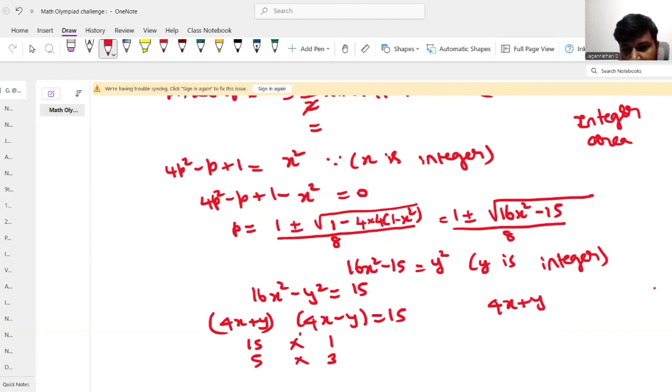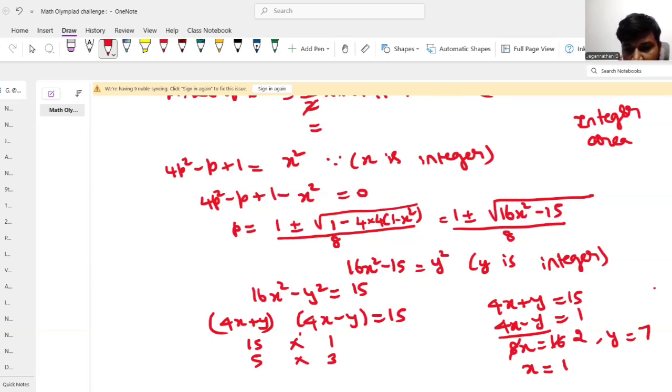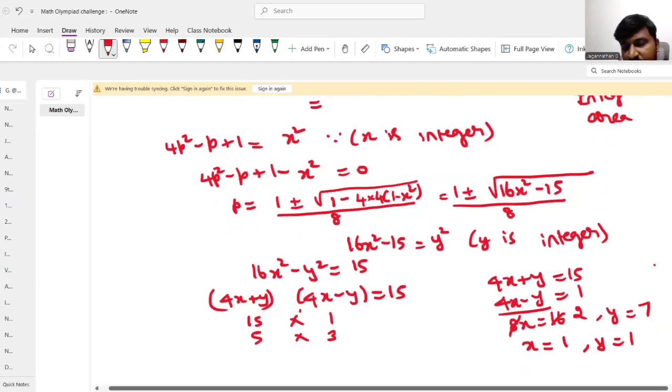So 4x plus y equal to 15 and 4x minus y equal to 1. If I take this, I'll be getting 8x equal to 16. That means x equal to 2, and then y will be 7. Okay. Similarly, if I take the other case, I'll be getting 8x equal to 8 will come. So x will be 1 there. 4 into 1, 4 plus 1, so y should be 1. Okay. This is how it spans out. We got the x and y values.